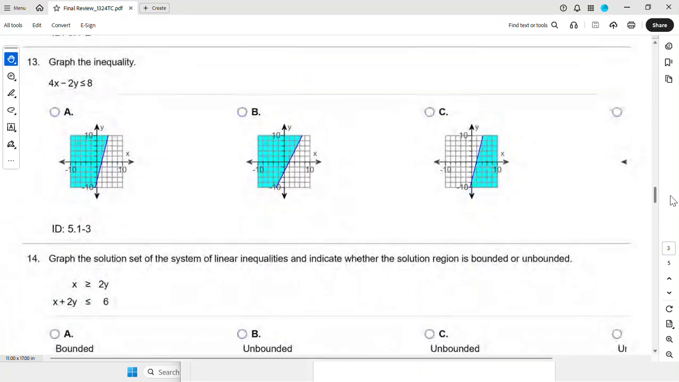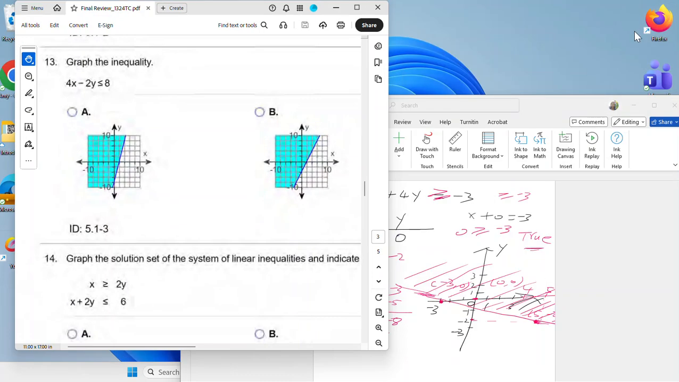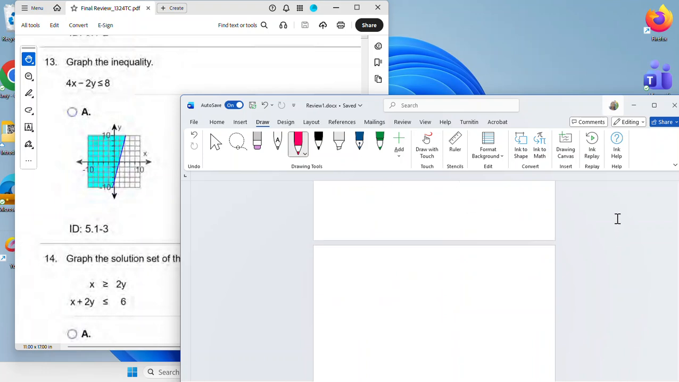All right, and this one is less than or equal to 8, so this will be very, very similar, right? Before I do this one, for number 13, we have 4x minus 2y less than or equal to 8. If I want to graph this one, I want to simplify. I can divide both sides by 2, since 2 is a positive number, right? So this will be 2x minus y less than or equal to 4. If I graph this one, it gives the same thing as that one.